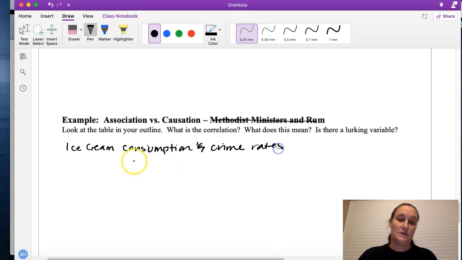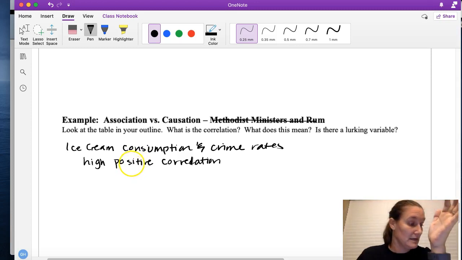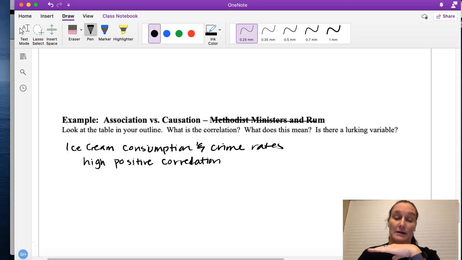These have a very high positive correlation. So that means it's a very strong positive, which means as one goes up, the other goes up. So if you eat more ice cream, the crime rates go up. Does that mean that ice cream consumption causes crime to go up? That if you eat more ice cream, you are actually causing the crime rate to go up?